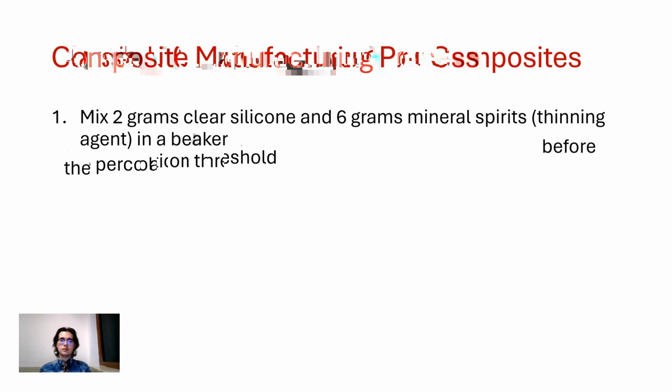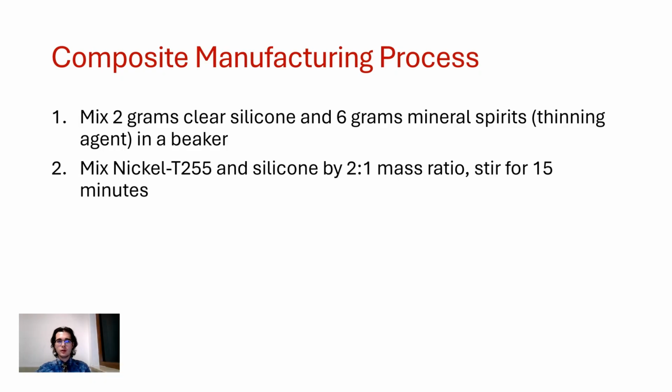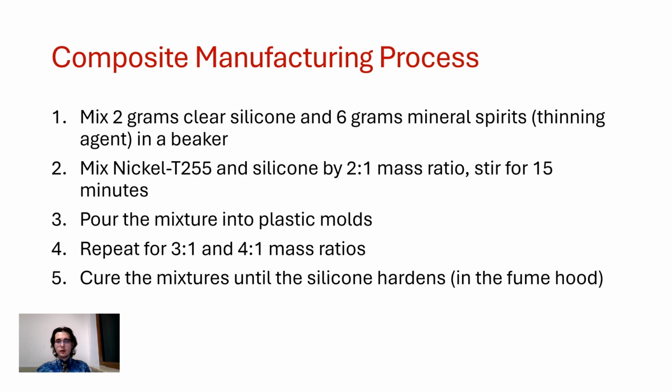To manufacture the composites, we mix clear silicone and mineral spirits as a thinning agent in a beaker, and then we add the nickel T255 to the silicone, and then we stir slowly for 15 minutes, and then we pour this mixture into plastic molds, and then we repeat this process for 3 to 1 and 4 to 1 mass ratios, and then we cure these mixtures until the silicone hardens in a fume hood.